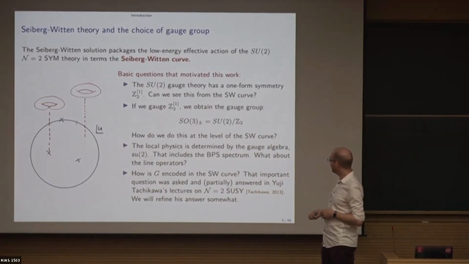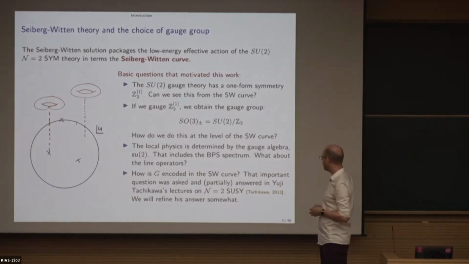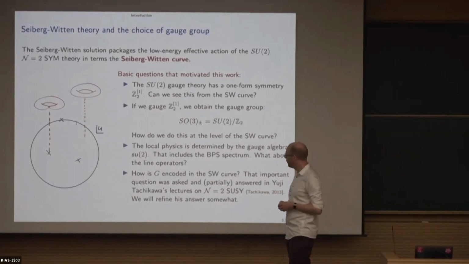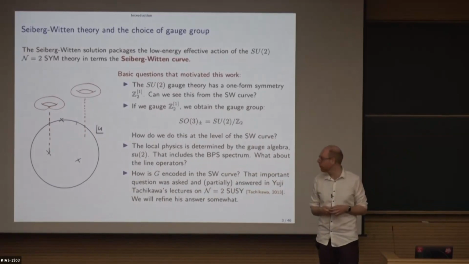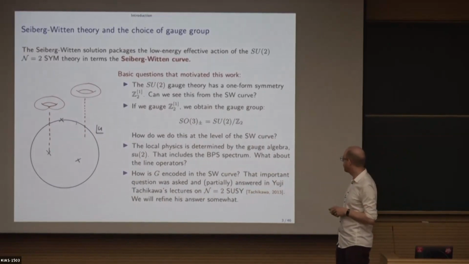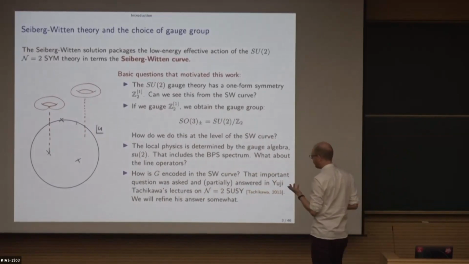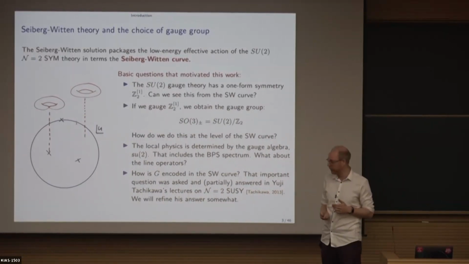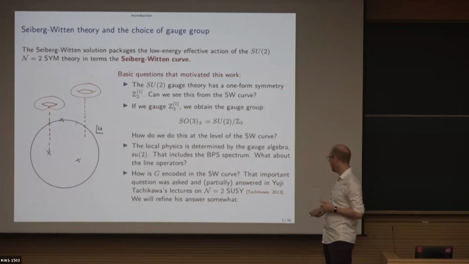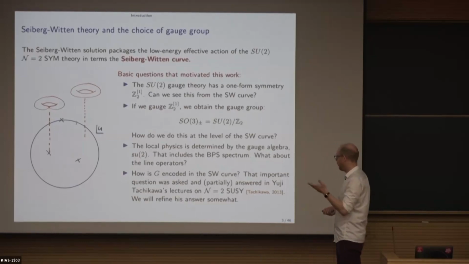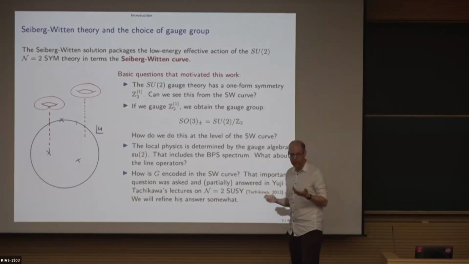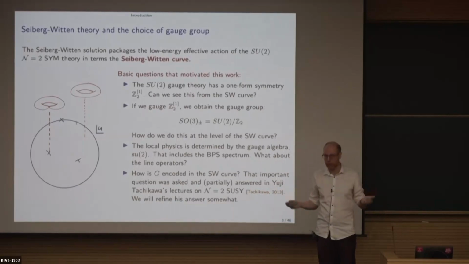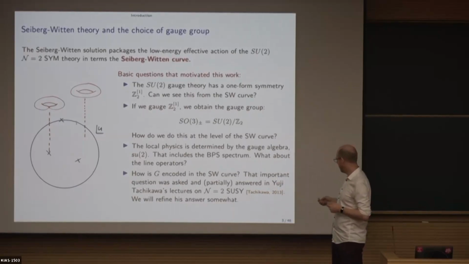So the first is that this is the SU2 gauge theory, but this SU2 gauge theory has a one-form symmetry, the center symmetry. So how do we see that directly from the Seiberg-Witten geometry? Then if we have this one-form symmetry, we could gauge it, and that means going to the SO3 group instead of the SU2 group. So how do we do that, again, at the level of the Seiberg-Witten geometry? Relatedly, the local physics is only determined by the Lie algebra. The Lagrangian only depends on the Lie algebra, but how do I see the global form in the Seiberg-Witten curve? So in particular, SO3 versus SU2.